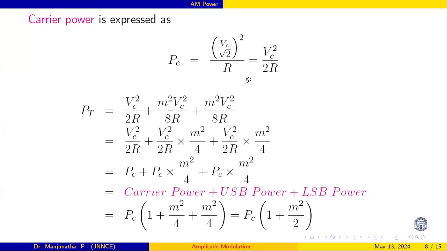Now we'll separate this term. Vc square by 2R, and Vc square by 2R into m square by 4. Similarly, m square by 4. We take this common, so this is the carrier power Pc, into m square by 4. Carrier power, upper sideband power and lower sideband power. It is Pc into 1 plus m square by 4 plus m square by 4. So hence, Pt is equal to Pc into 1 plus m square by 2.